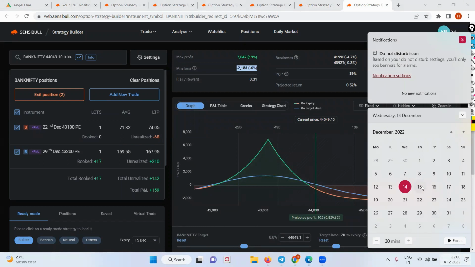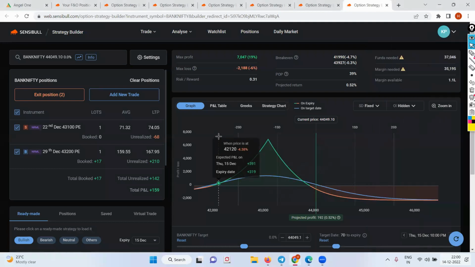So I have like 1, 2, 3, 4, 5, 6 working days. My only bet is, forget about the strategy, my only bet is like VIX has to increase. If VIX doesn't increase, I'll end up losing this 2188.